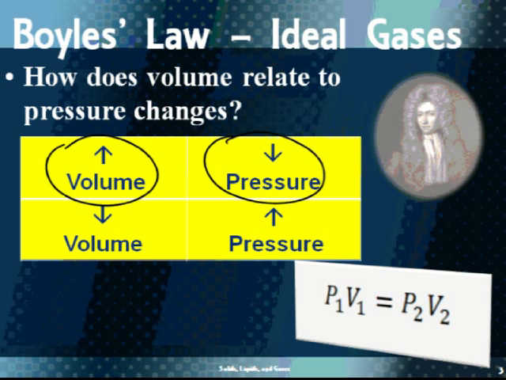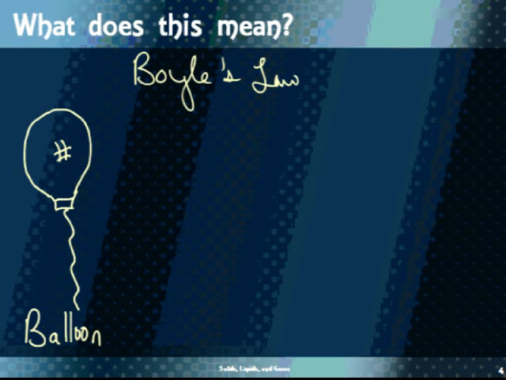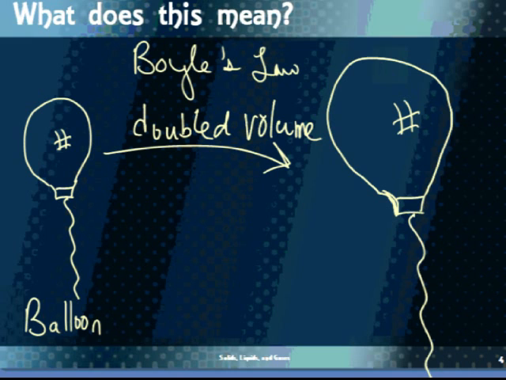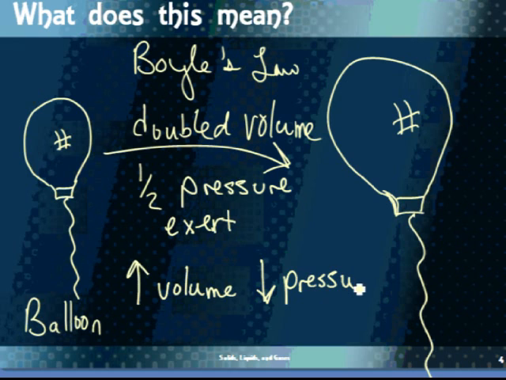So how does this affect objects in everyday life? Well, let's assume that we have a balloon. If we took that balloon and we ended up doubling its volume, then the gas will be cut in half of the pressure that was exerted by that gas. This is because as the volume increased, the pressure exerted by the gas had to decrease. And since these are in proportion to each other, they're inversely proportional. If you double the volume, you have to cut the pressure by half.